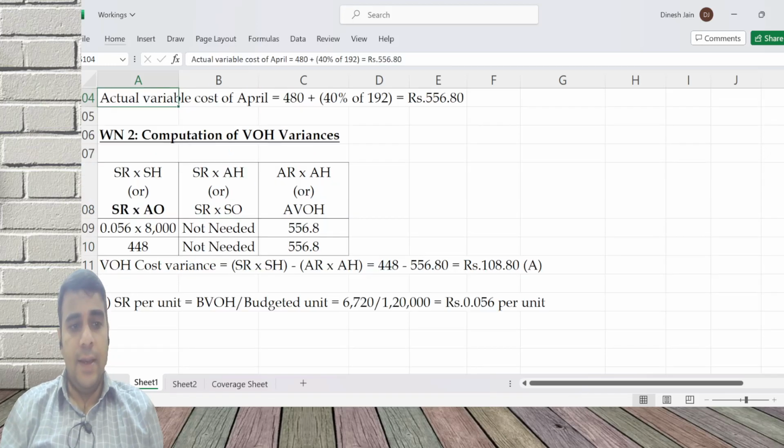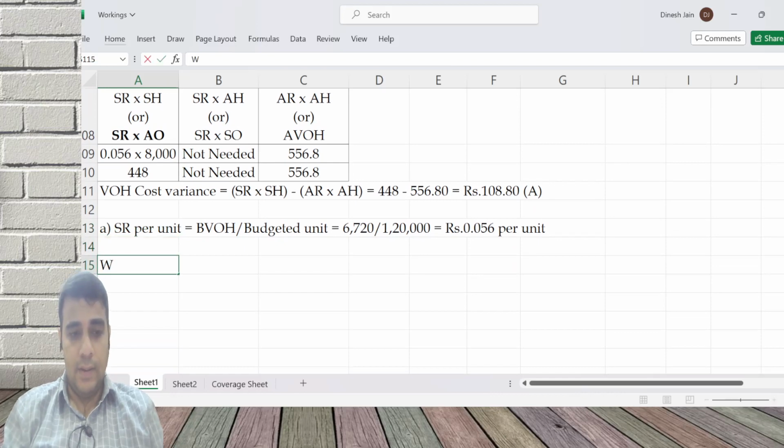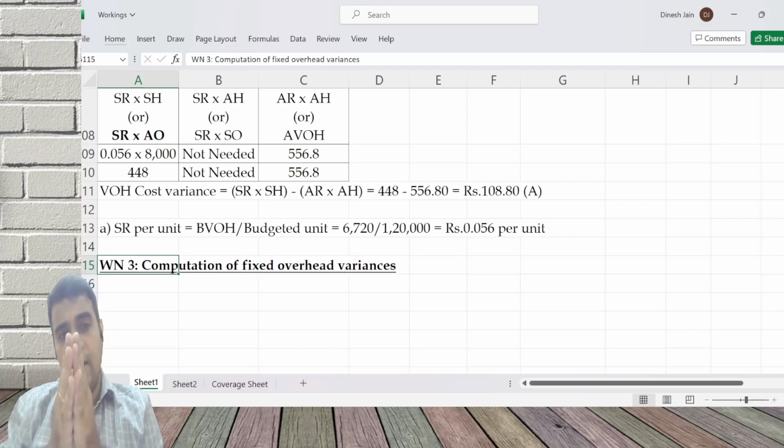This is on variable overhead variances. Then we'll move to computation of fixed overhead variances. Once fixed overhead variances are done, VOH cost variance and FOH cost variance both put together will give the overall cost variance, that is the overhead cost variance.